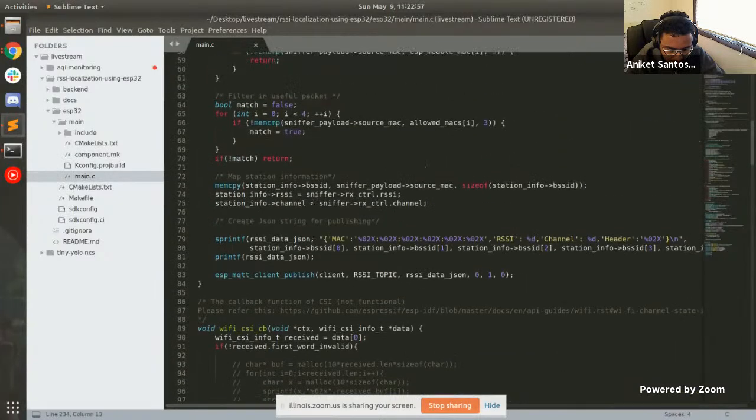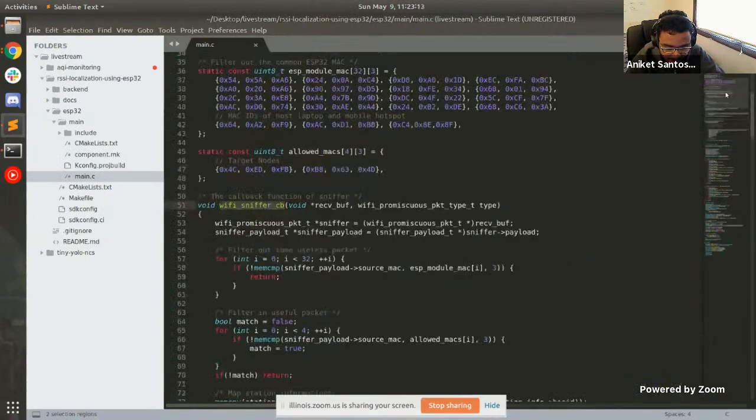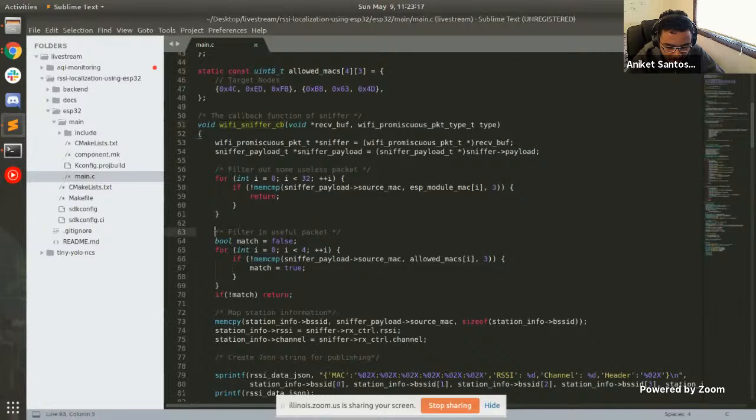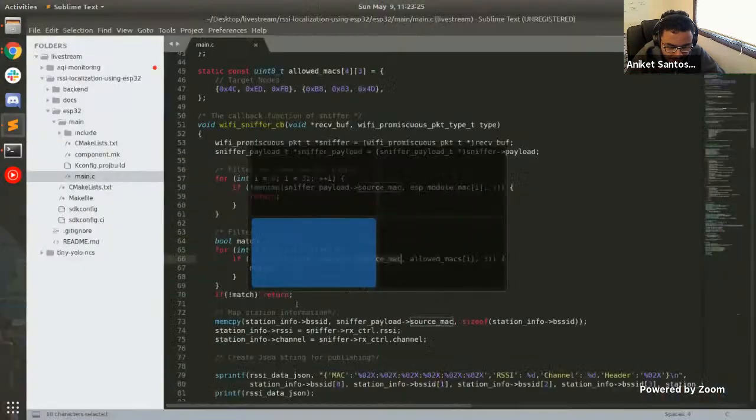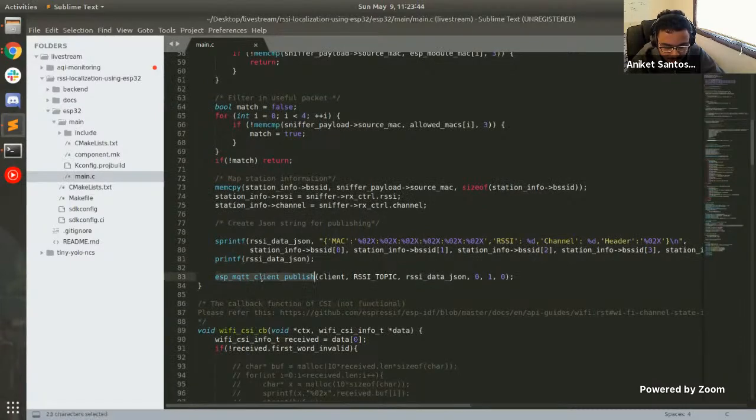How this is done is that we sniff some packets. While initializing the sniffer and the variables in Wi-Fi, we set this callback, which is triggered whenever a new packet is detected or sniffed. Then we filter in all the useful packets. We obtain the source MAC address of the packet, and once we know the source MAC, we store the RSSI value and some additional information like the channel on which it was sent. We communicate this information to the backend laptop using this function, MQTT publish. MQTT is one protocol which I'll get to in a few moments, but this is how the message is provided.